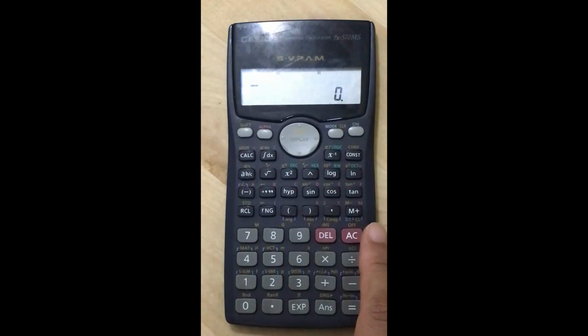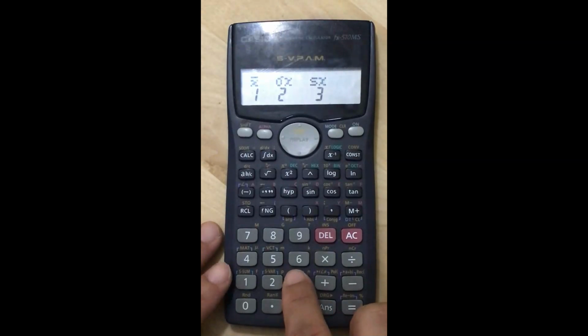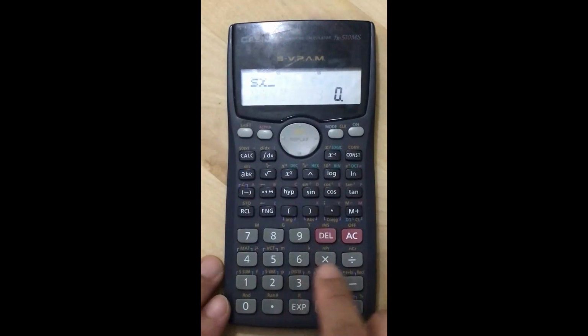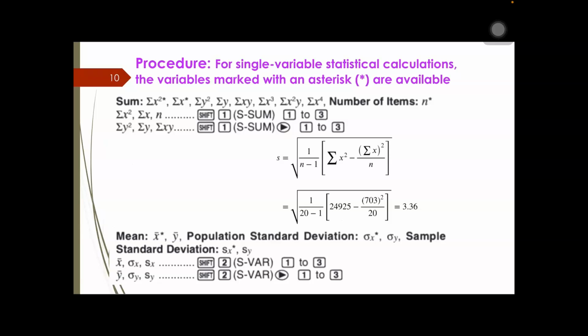Once you have obtained all the information from the formula for standard deviation, you can get the final answer by pressing shift number 2, which is standard deviation and variance here. Then select number 3 because we use sample information. So here is the standard deviation for the sample. Press number 3 and you will get 3.36. So from the example in the previous slide, the standard deviation of the data set is 3.36.